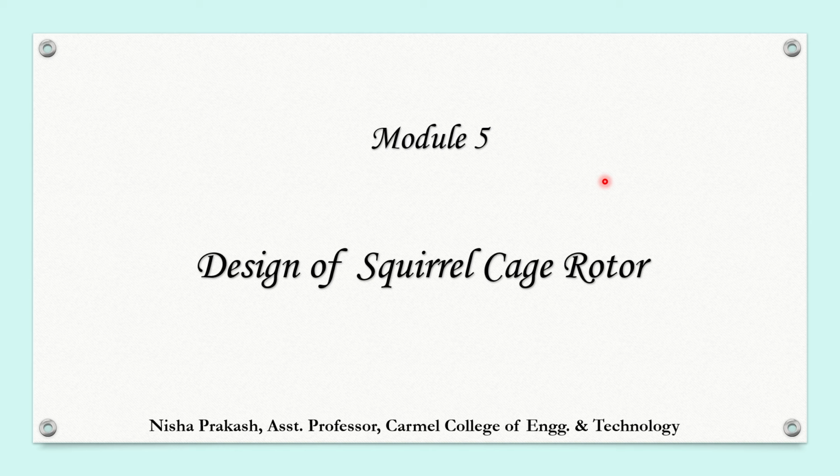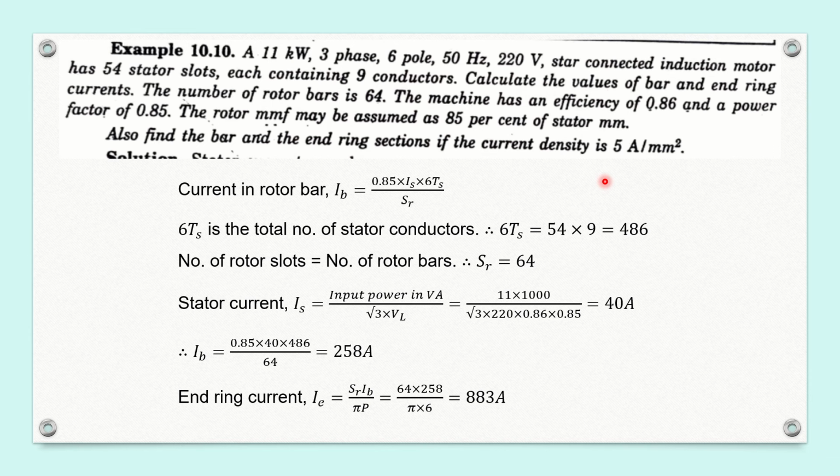In this lecture, we will be solving a problem on the design of squirrel cage rotor. The question is: an 11 kilowatt, 3-phase, 6-pole, 50 Hz, 220 volt star connected induction motor has 54 stator slots, each containing 9 conductors. Calculate the values of bar and end ring currents.